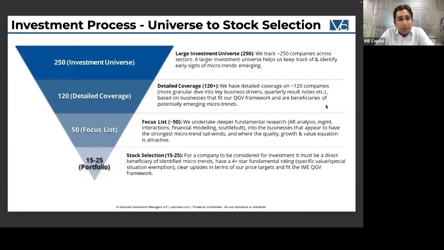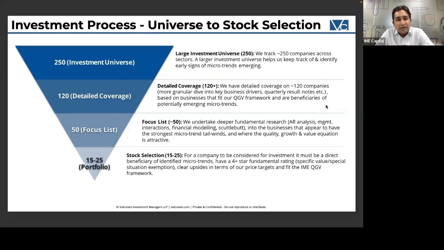From these 120 companies, we have about 50 companies that fall into a focus list. This is where we undertake much deeper fundamental research. This includes annual report analysis and management interactions. We build our own financial models, and we do scuttlebutt along the value chain to really understand these businesses better. We're focusing on businesses within the strategy that have the strongest microtrend tailwinds and where the growth, quality, and value equation is fairly attractive.